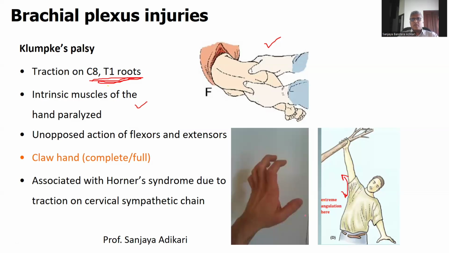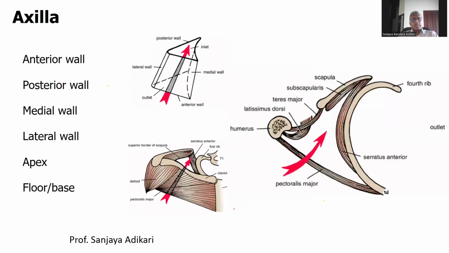And due to the traction on the spinal cord, other than this full claw hand, you can get Horner syndrome due to damage to the sympathetic fibers in the sympathetic chain. Okay, sympathetic chain rather than the spinal cord, the sympathetic chain. Okay. Then few things about the axilla.